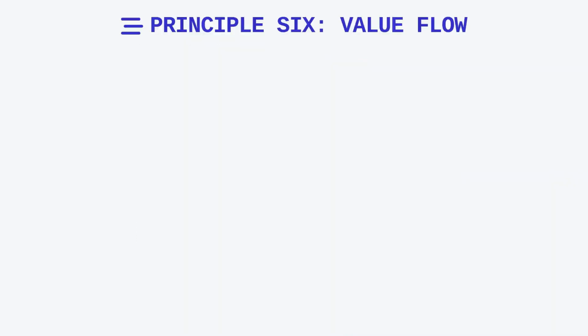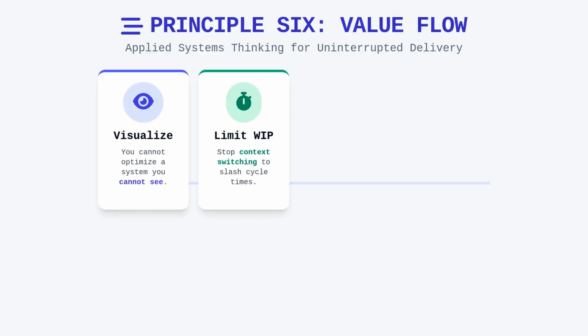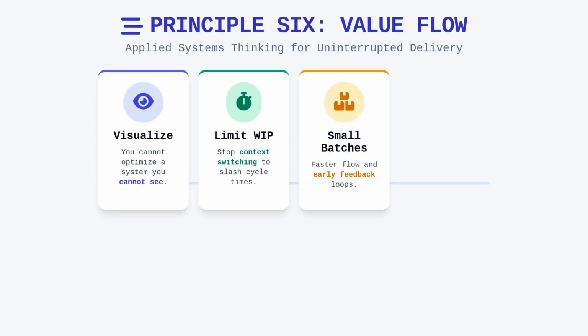Principle 6, making value flow without interruptions, is an exercise in applied systems thinking. To achieve this, we must first visualize the work, as you cannot optimize a system you cannot see. By limiting work in process, we effectively prevent the context switching that cripples productivity and increases cycle time. When everyone is working on everything, nothing gets completed, which is why batch size reduction is equally critical. Small batches move through the system faster and provide earlier feedback loops, which serves to reduce the risk of building the wrong thing.